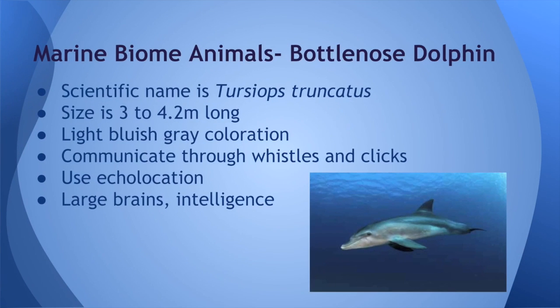The second animal is the bottlenose dolphin. Its scientific name is Tursiops truncatus. The size is 3 to 4.2 meters long on average. It normally has light bluish-gray coloration, which again could be altered by any previous lesions or injuries that it's had. Dolphins communicate through whistles and clicks. They use echolocation, and they have large brains, which means that they are very intelligent.